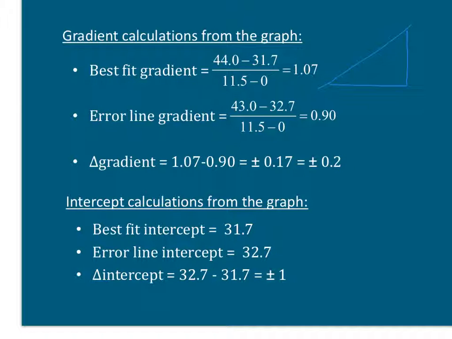Intercept calculations from the graph. In this case, you just read off the graph the intercept for the best fit line, which is that, and the intercept of the error line, which is that. And the uncertainty is simply the difference between the two intercepts, and it comes out to be plus or minus 1, exactly 1 sig-fig.